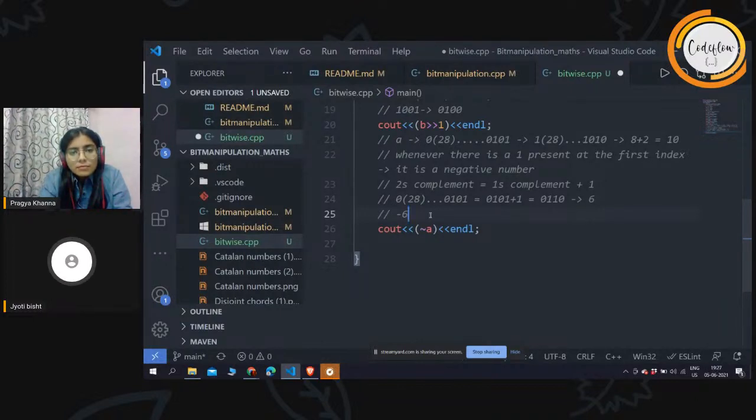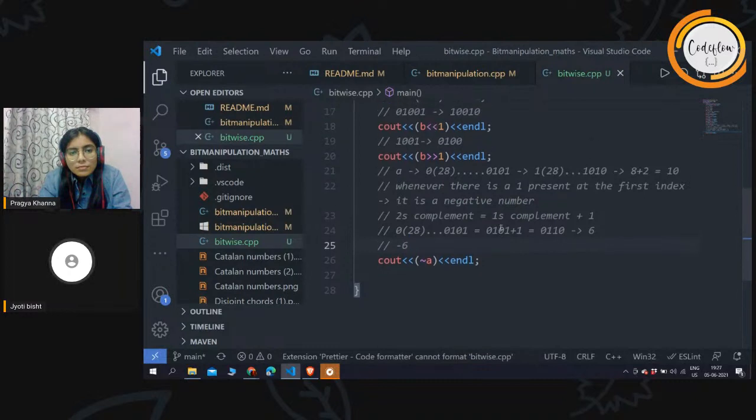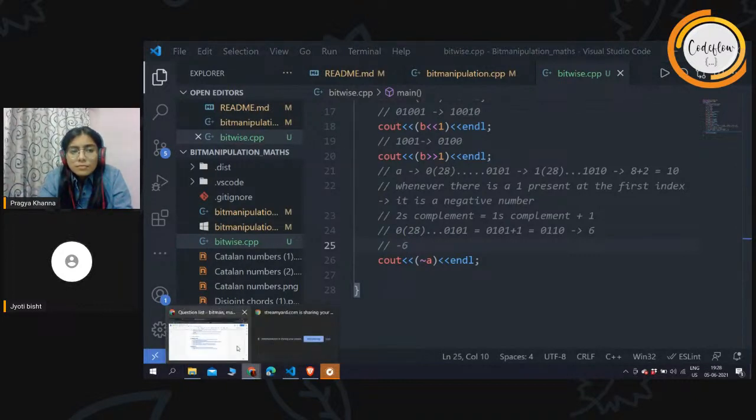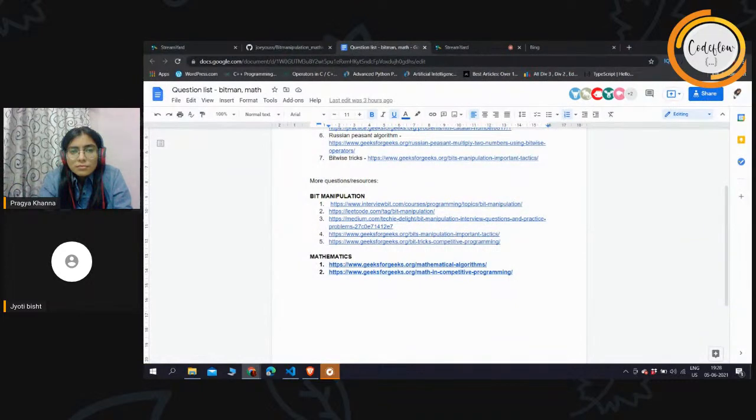And this is a really common question if somebody just asks you about it, and many people don't know that in a computer it's the 2's complement which is stored. Okay, so this is something you should know.